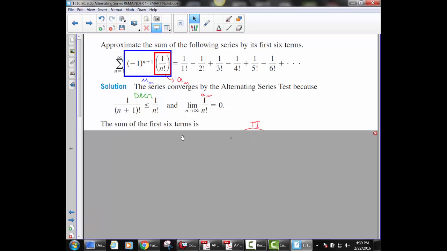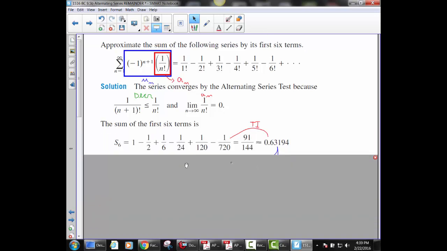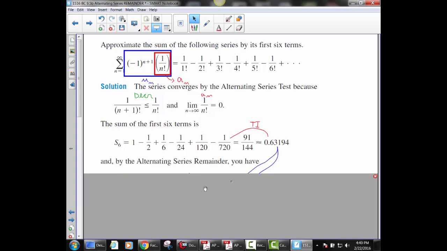So we've been asked to use the first 6 terms. So we're going to take the first 6 terms, which is 1 minus a half plus 1/6 minus 1/24 plus 1 over 120 minus 1 over 720. So the sum of the first 6 terms is exactly this. And by the way, you are taking the minuses in there, and with a calculator of some sort, you get 0.63194.